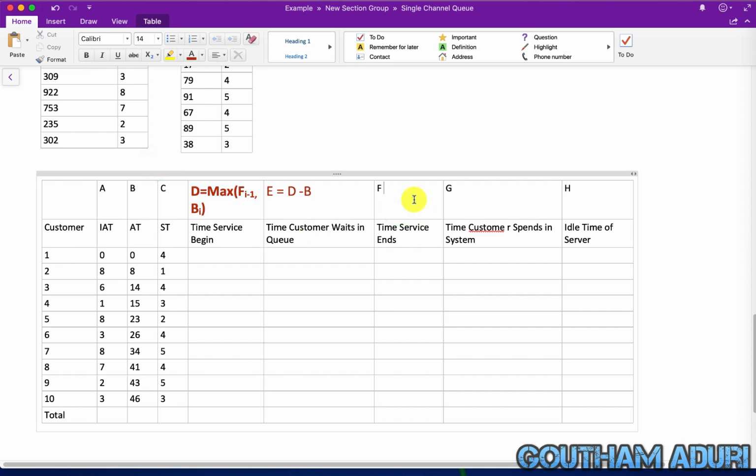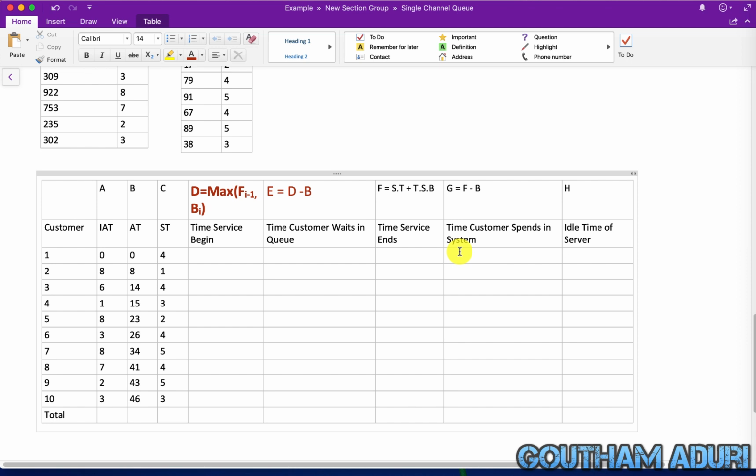And time service ends is nothing but its service time plus time service begins. And Z is nothing but time customer spends in the system, which is time service ends F minus arrival time, F minus B. And the idle time of the server is nothing but time service begins minus time service ends.